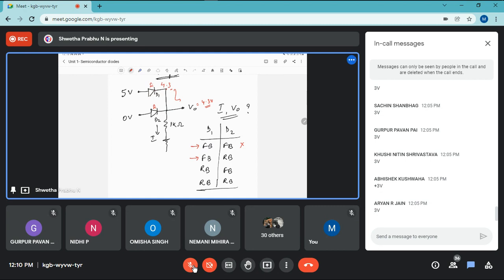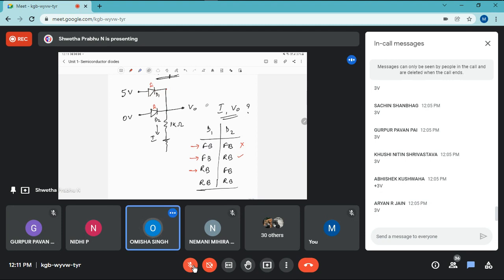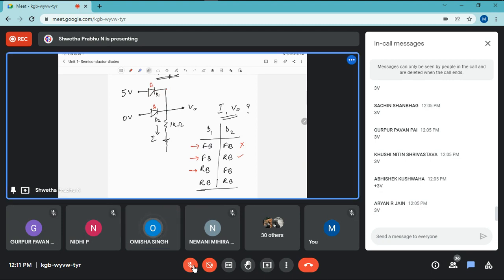Did you understand? So this condition we can consider, that is diode 1 is forward biased and diode 2 is reverse biased. Now, let us move on to the third condition. What happens when diode 1 is reverse biased and diode 2 is forward biased? Can anyone explain the output voltage?